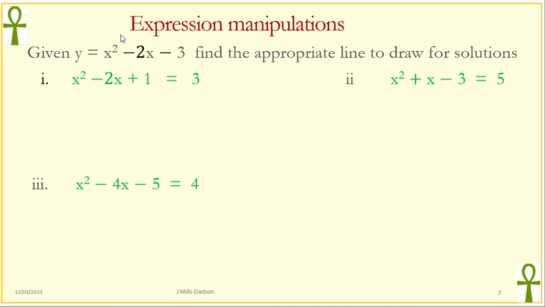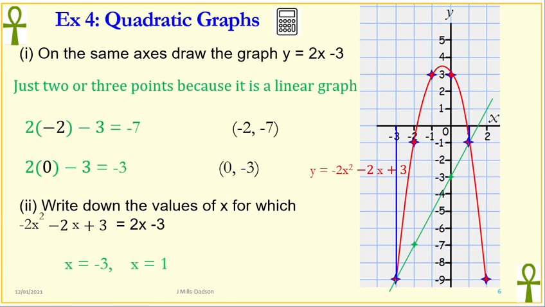If this graph is drawn and you are given x squared minus 2x plus 1 equals 3, and they ask you to find the values of x that will make this equal to 3, the values of x that will make it equal to 5, and so on, what sort of line will you draw on the quadratic graph to determine your answer? Like the one we did here. How do you come by your line to draw? So that's what I'm going to show you.